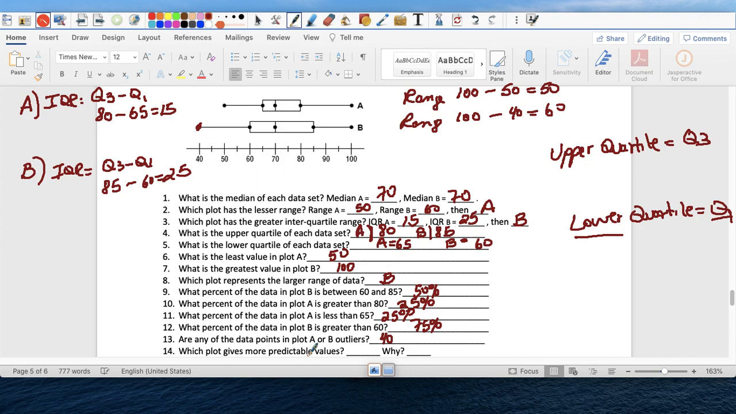Question 14. Which plot gives more predictable values? ¿Cuál de los dos tiene esos números más predecible? More predictable. So we're talking about the numbers. Para saber eso, es cuál de los dos tiene los números más juntos. Which of the two has the lesser range, or the smaller interquartile range? Sería el A. El A tiene menos variedad. The A has less variety.